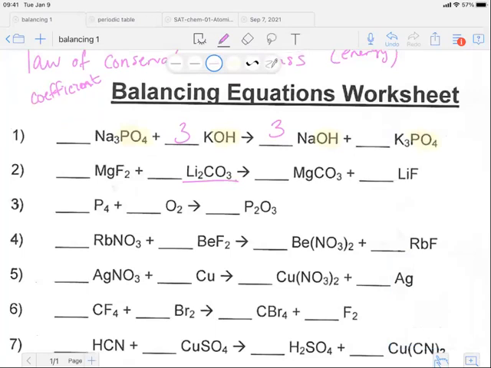I've got Li is 2, and I recognize CO3 as carbonate, and it occurs as carbonate on both sides. So as it stands right now, carbonate, there's 1 on each side. But lithium on the left-hand side is 2, so I need to put a 2 in front of LiF. That's going to make F equal to 2 on the right-hand side. On the left-hand side, it is already 2. So that automatically means F is balanced. So I've balanced Li, I've balanced CO3, I've balanced F, and the last thing is Mg.